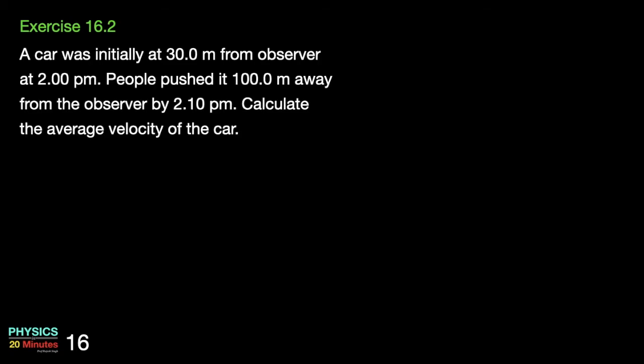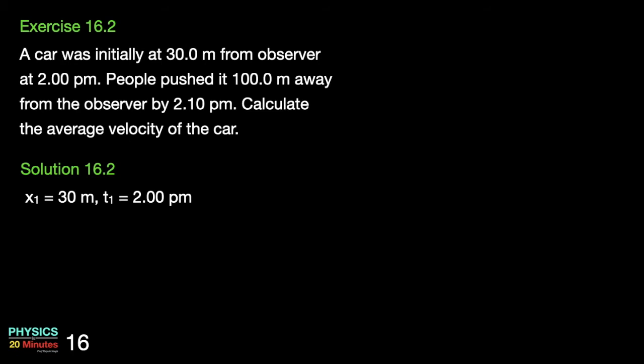Let's take an exercise to understand these concepts. A car was initially at 30 meters from the observer at 2 pm. People pushed it to 100 meters away from the observer by 2:10 pm. Calculate the average velocity of the car. At this point, if you want to solve the problem on your own, do solve it, come back and check the solution. Here goes the solution.